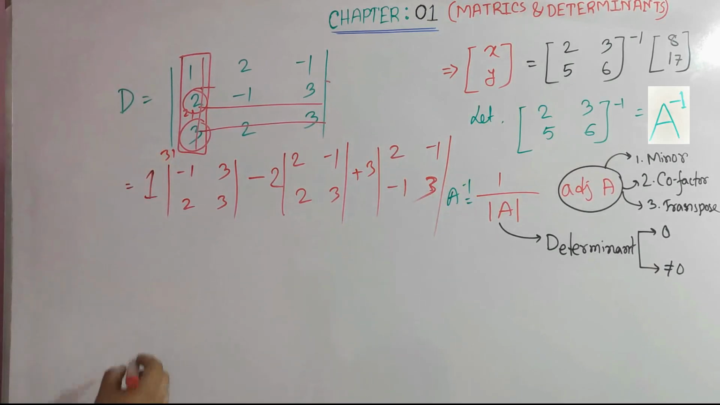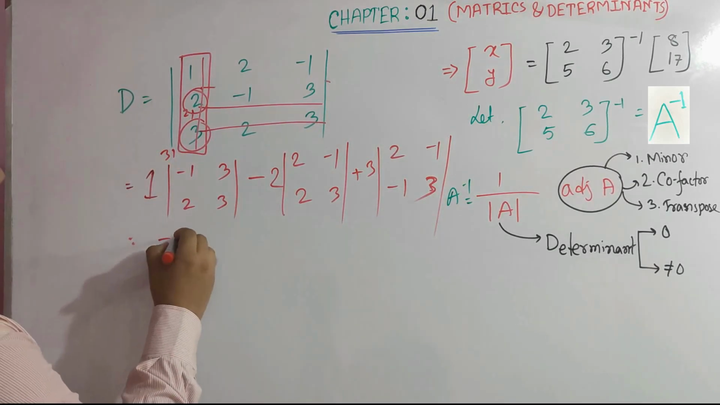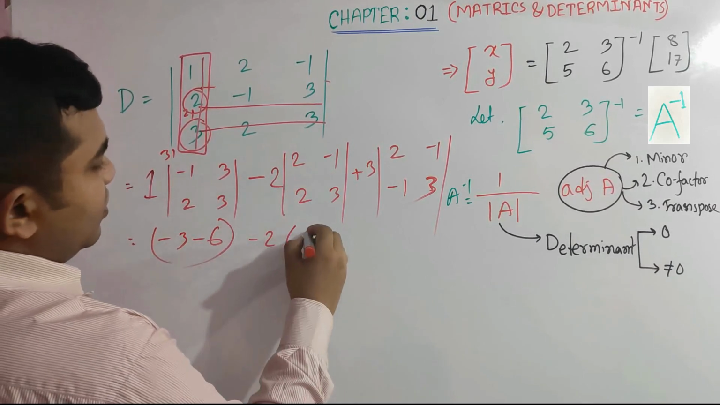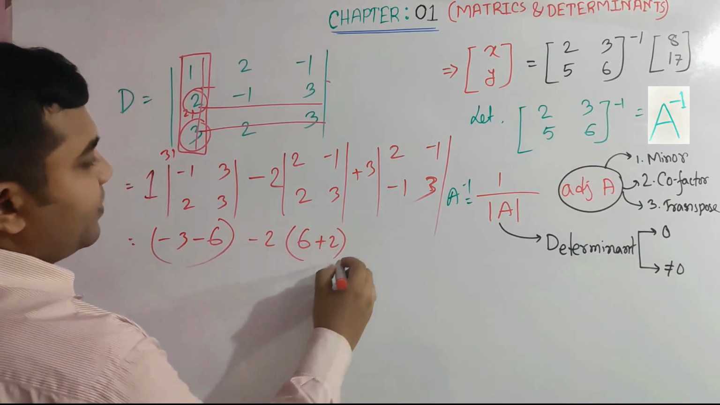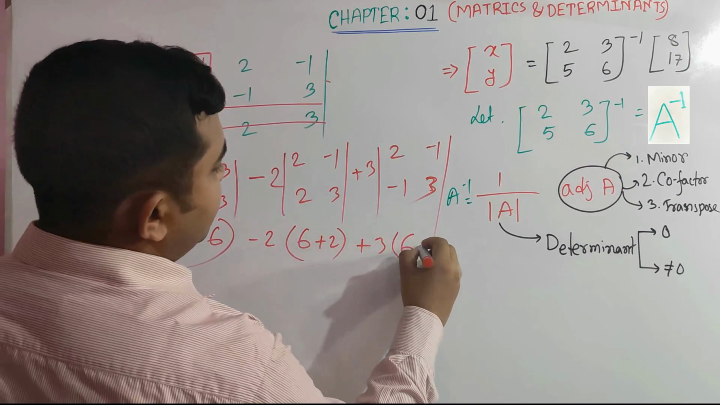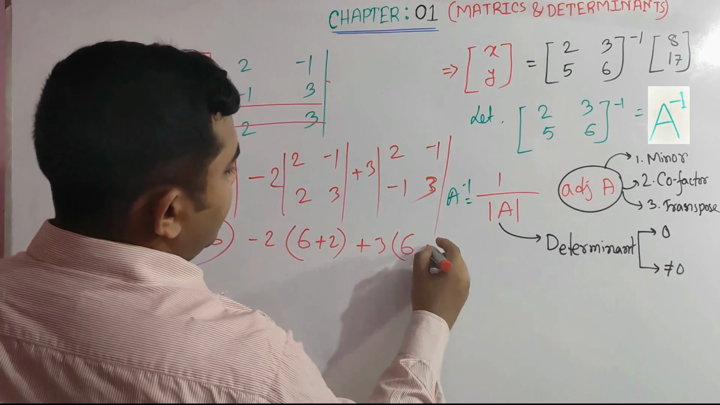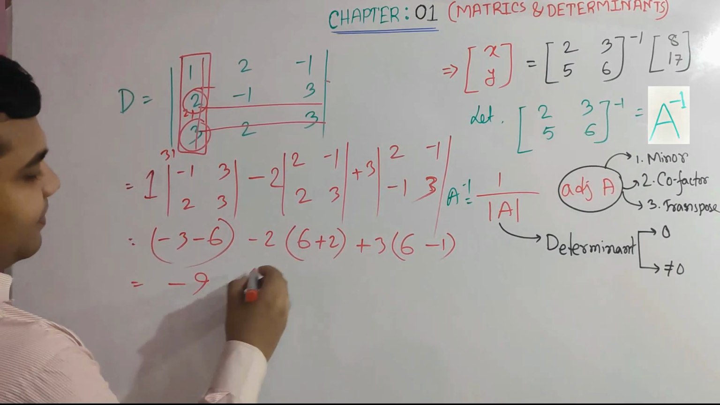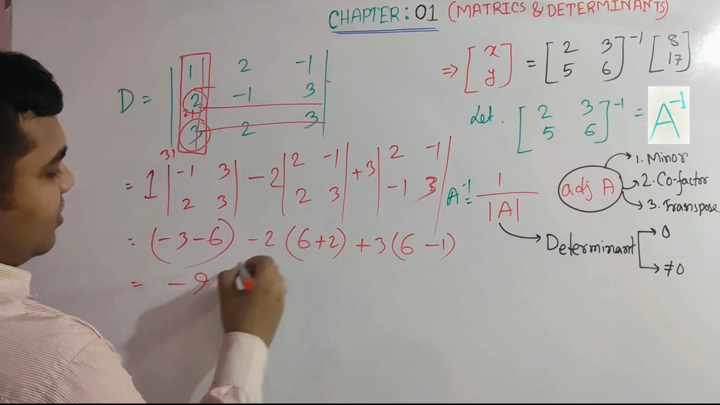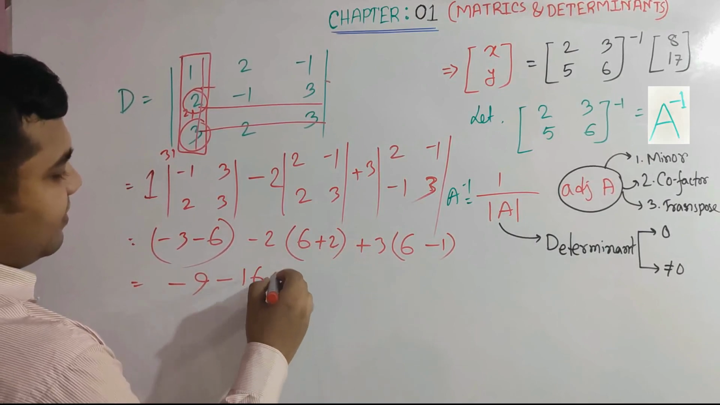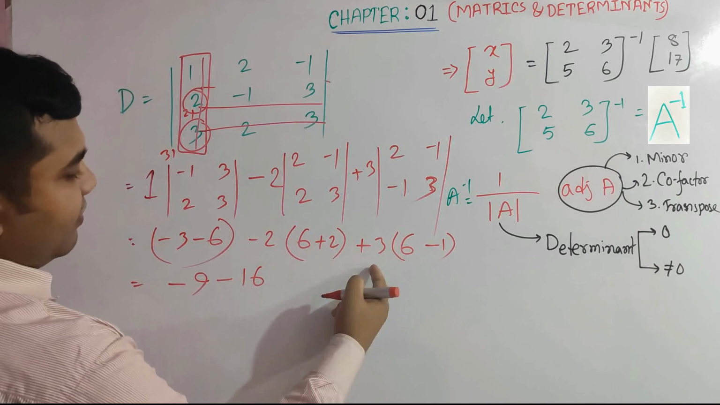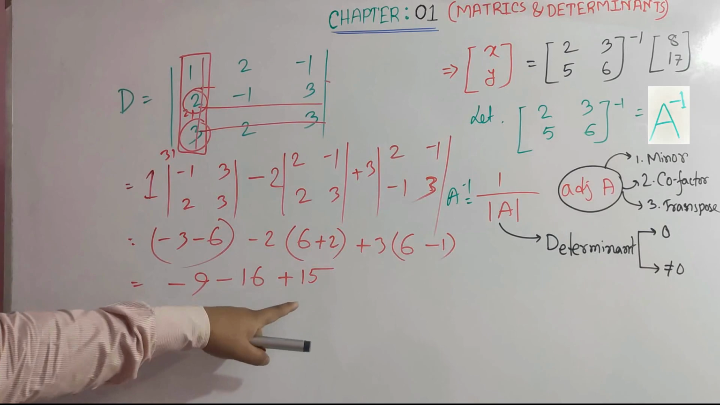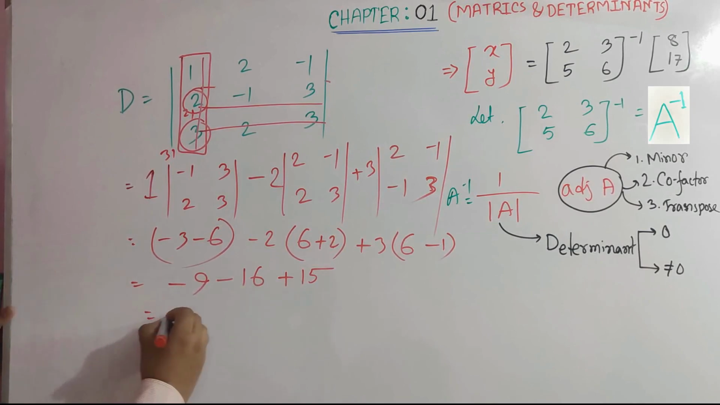And if we just multiply this, what we'll get? 2 into 3, -3, -6, and then -2, 6 minus plus 2, then plus 3 into 6 plus -1. Then what we'll get? -9, -16, here we'll get 5, 3, 15. So if we just think about it, it should be minus plus, so it will be again -10.